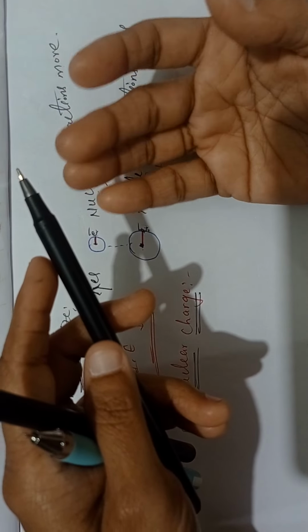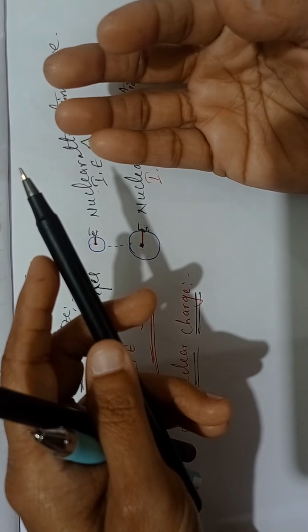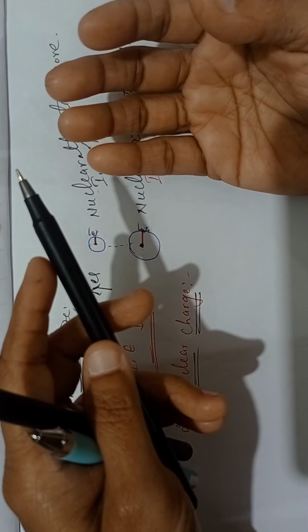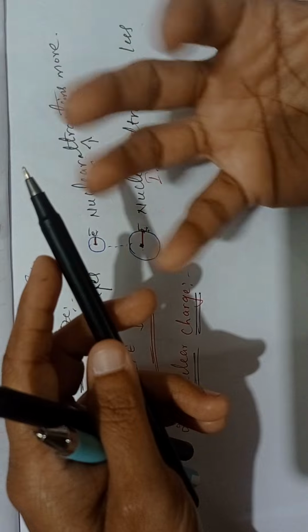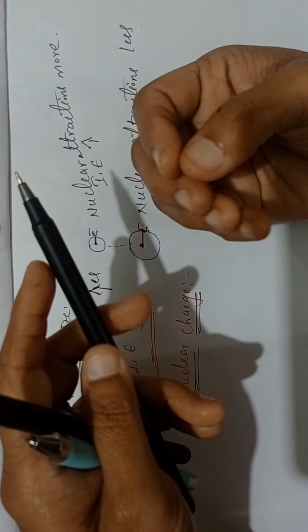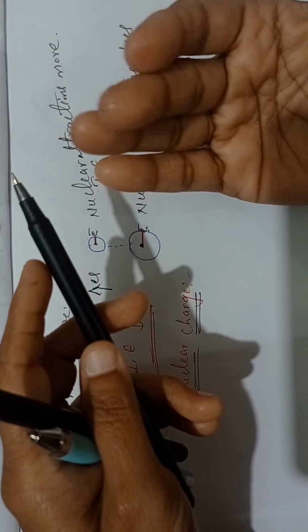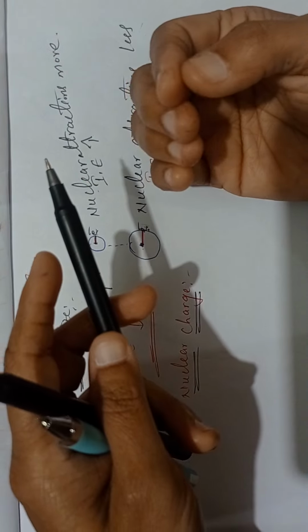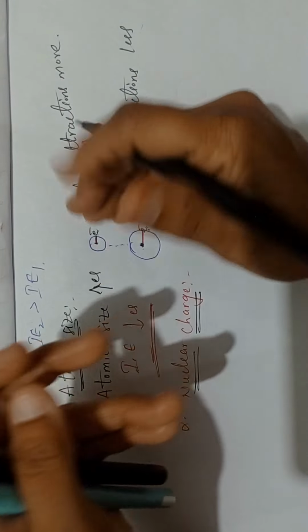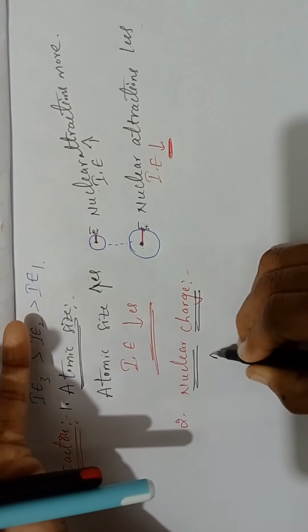Whenever nuclear attractions are strong, what will happen? It is not ready to lose an electron. So that's why more energy is required to remove the electron from the valence shell. That's why ionization energy is more. Are you clear? So ionization energy is more, students.